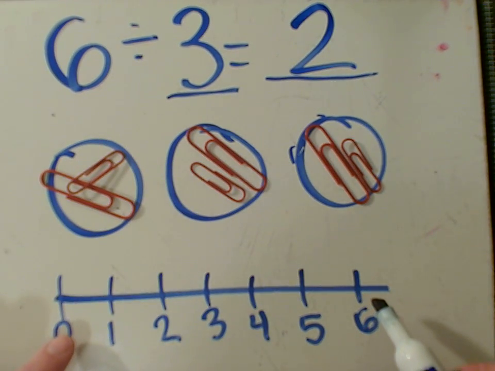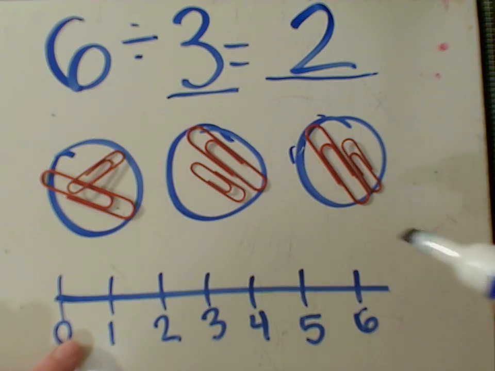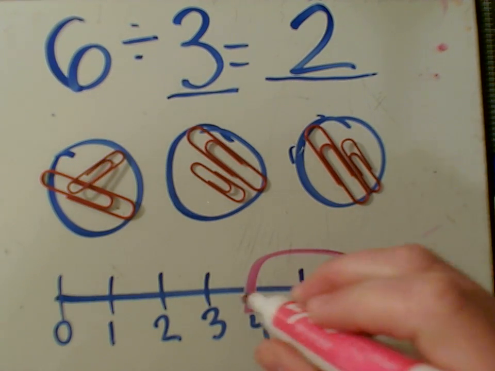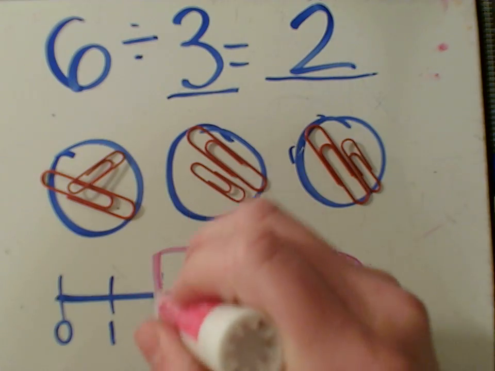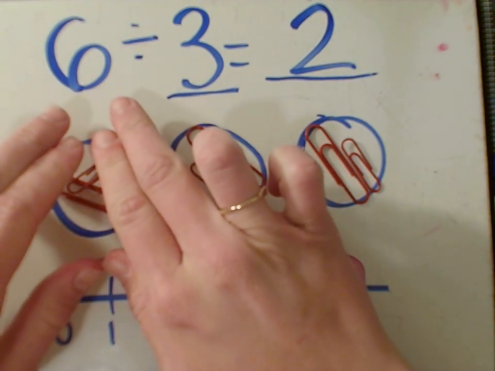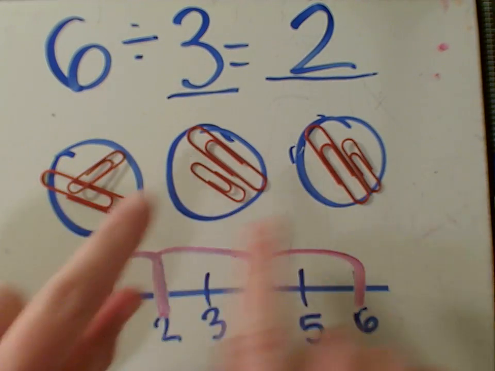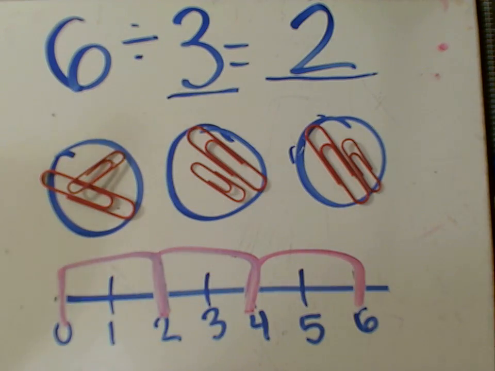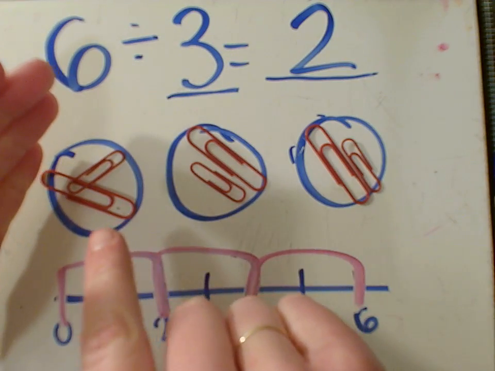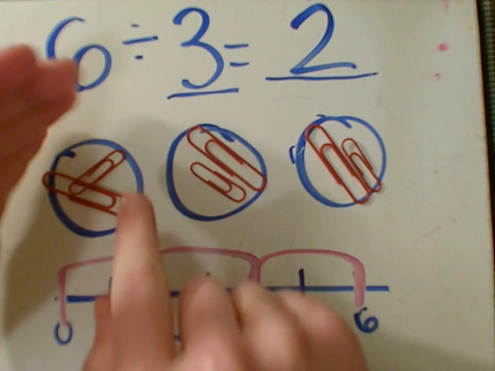6 divided by 3. So if I was to take my 6 and divide it into 3 equal groups, I could show you like this. Here's 1 group, here's 2 groups, here's 3 groups. So 6 paper clips divided into 3 groups. Now, yes, there's 3 groups, but this is what's tricky. The 2 represents how many are in each group. Not all together, just focus on one of the groups.